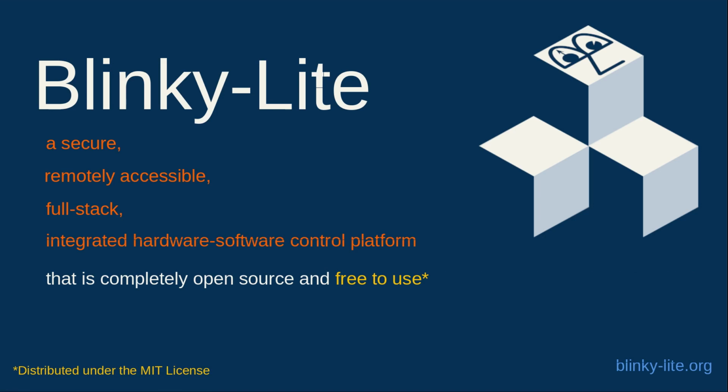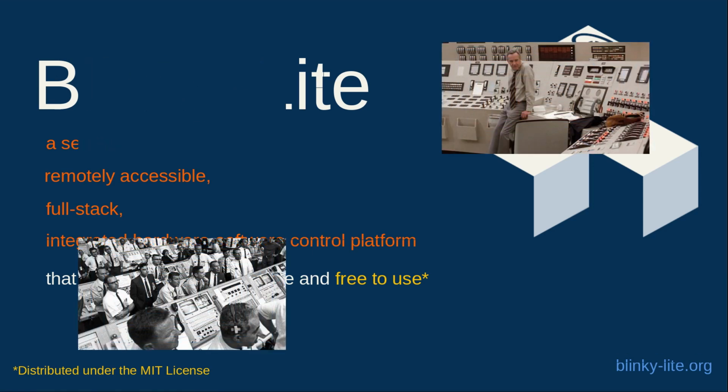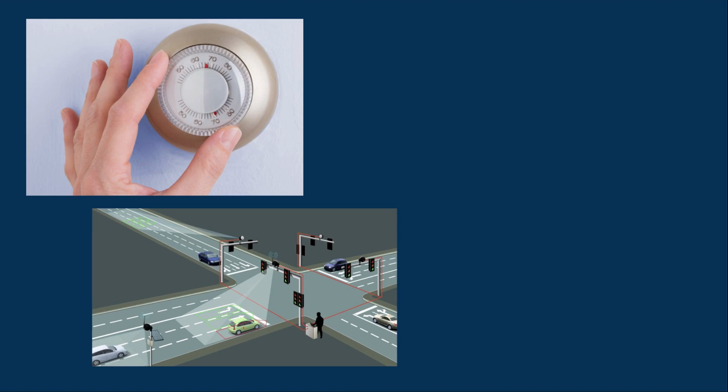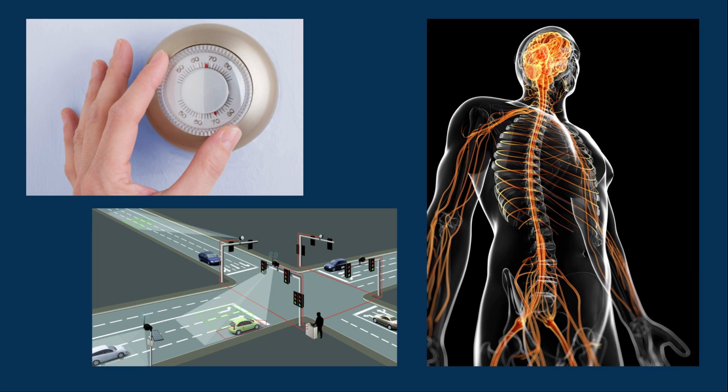When most people think of a control system, they imagine a room filled with dials and computer screens. But control systems are so ubiquitous that most people take them for granted. For example, the thermostat in your house is part of a control system. The stoplights in your city are synchronized by another system. You can even think of your central nervous system in your body as a control system.